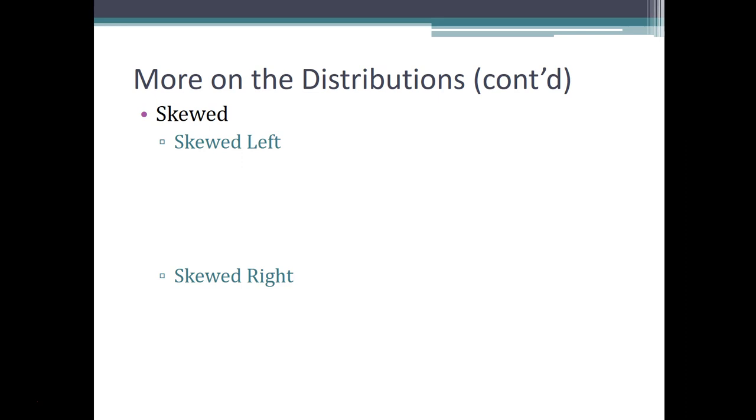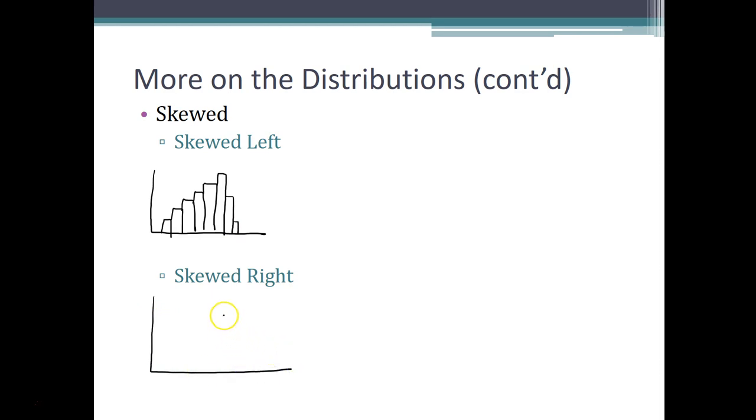Skew. Skew is another type of distribution you might have. Your histogram for skewed left would kind of look like stair steps, and then it'll dip down suddenly. And then your histogram for skewed right will quickly go up and then gradually go back down. Like that.